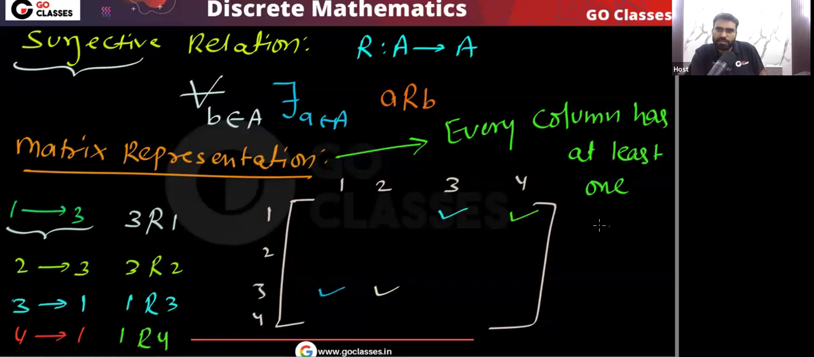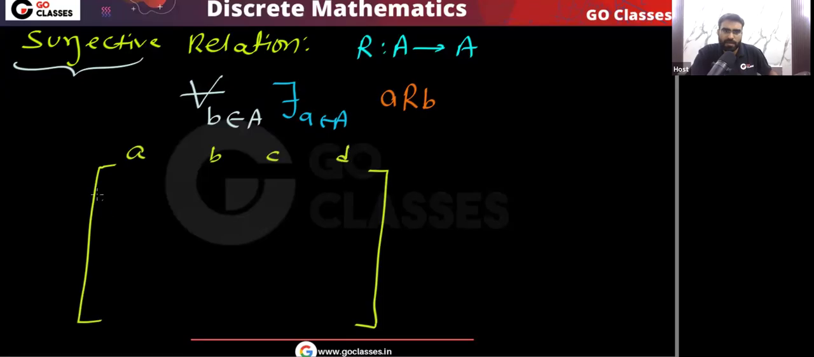At least one tick mark. Is this clear? Every column is going to have at least one tick mark. So I hope you understood. Very simple. Let me give you the formal proof. Let's assume this is the matrix representation, and look at a column. I am giving you a column A, B, C, D, E.